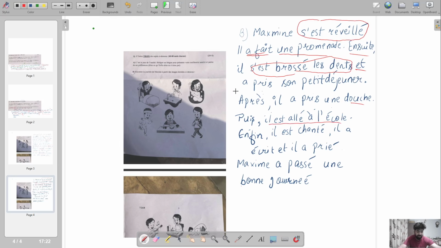Then I said "finally il." So finally he sang. So I wrote finally "il chante, il écrit," and "il prie." So basically in the end he sang, then he wrote, and then he did the prayers. So that's how he had his entire day.